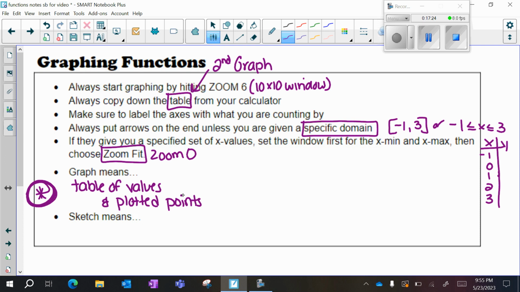If it's a log or an exponent, you also want to include your asymptotes. If it just says to sketch, you can have the general shape of the picture. You do not need specific points. That's really important to know the difference in those directions.